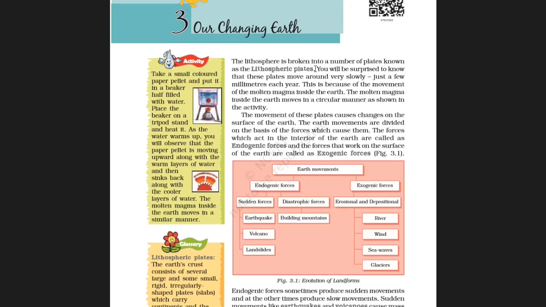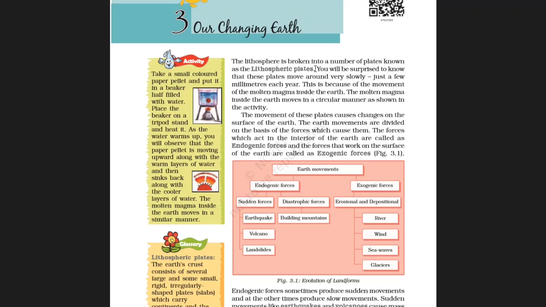You will be surprised to know that these plates move around very slowly, just a few millimeters each year. You will wonder, boys, to know that these lithospheric plates move around very slowly. Its movement is just a few millimeters each year.